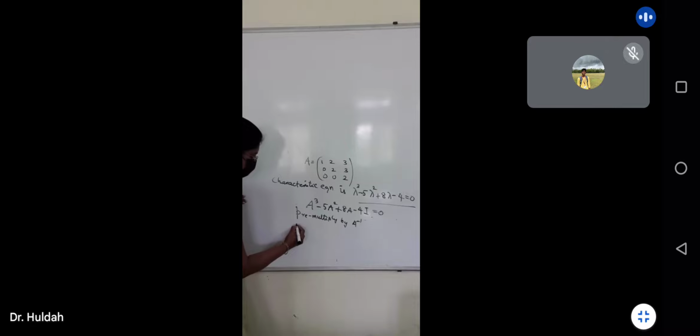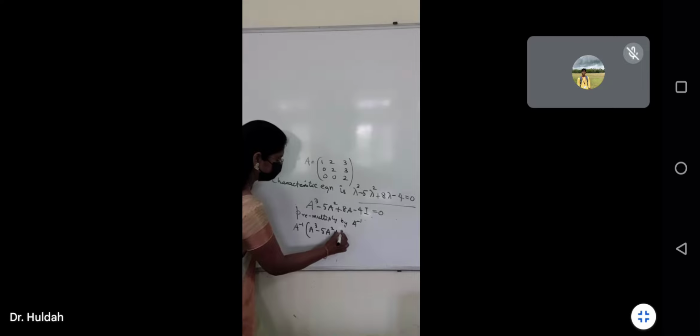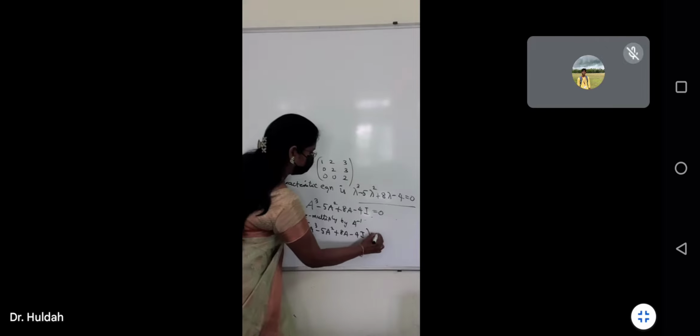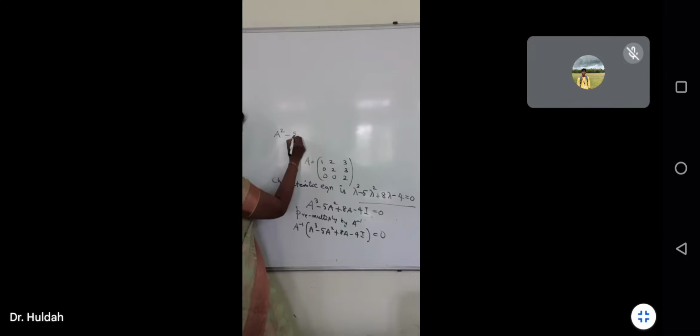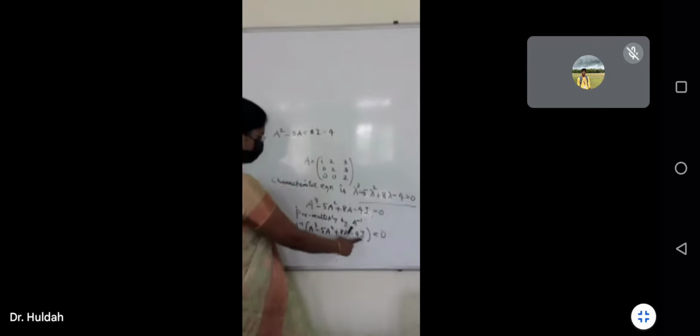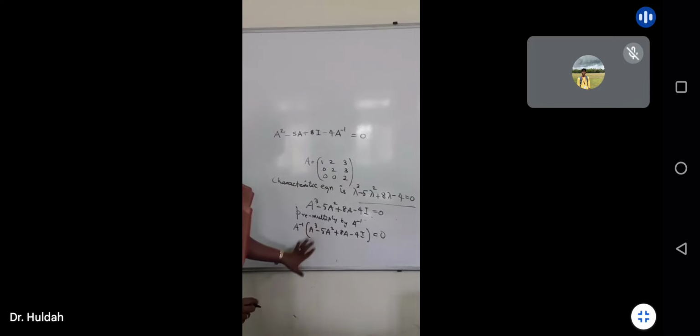So what I get here is A inverse of A cube minus 5A squared plus A minus 4I equal to 0. So each matrix I multiply. I am getting A inverse into A cube means A squared, correct? A inverse into this means 5A. Then A inverse into so 8I. Can I write 8I? And here I have 4I into A inverse, correct? I multiply by A inverse.